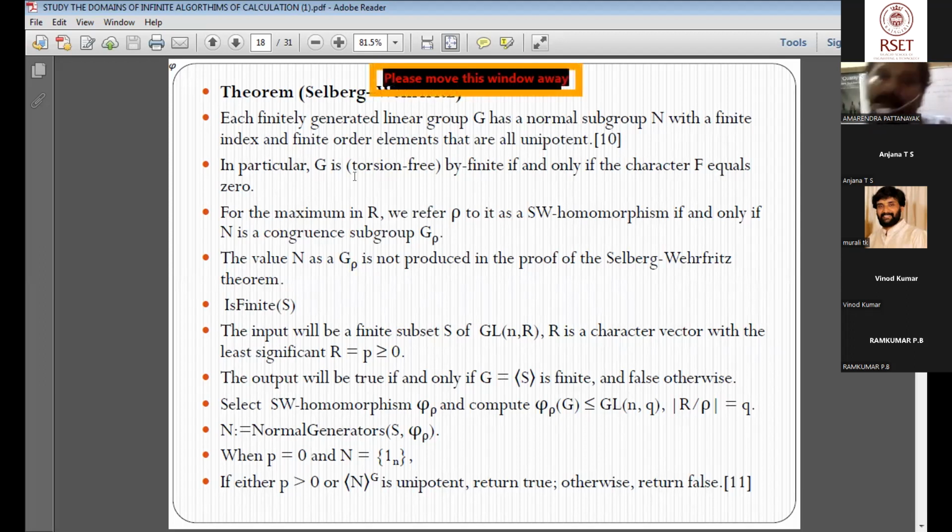It is finite. That means the input will be a finite subset S of GL of n comma R. R is a character vector with least significant R equal to P, which is greater than or equal to 0. The output will be true if and only if G equal to the group generated by S is finite.